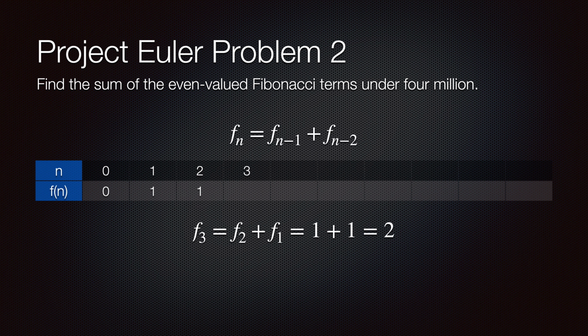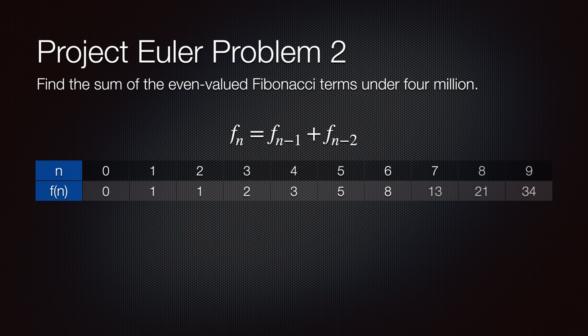Let's do it for 3. 1 plus 1 is 2. 2 plus 1 is 3. 3 plus 2 is 5. And so on. We should have enough now to write a simple Fibonacci function. I'm going to use Python for our language of choice. Let's take in a single parameter, n, to indicate which Fibonacci term we would like to get.